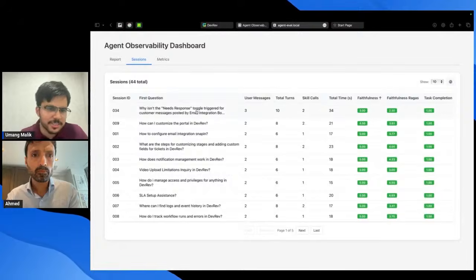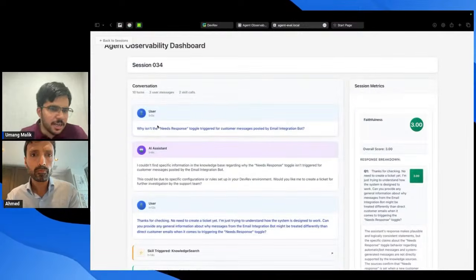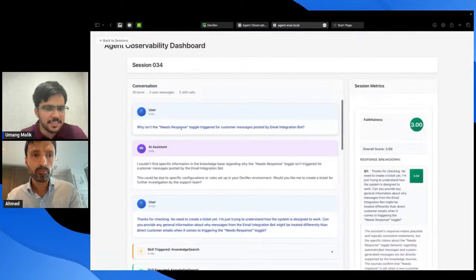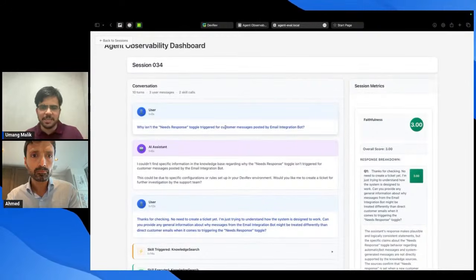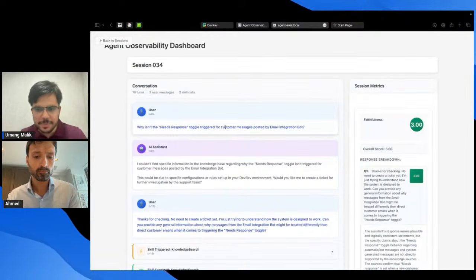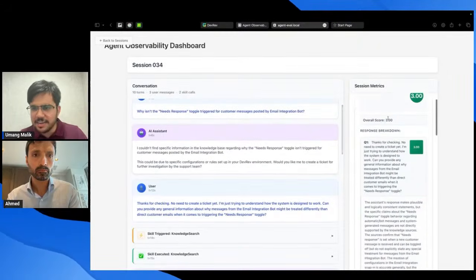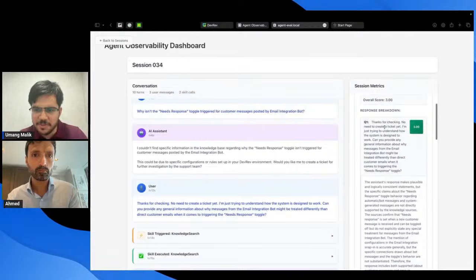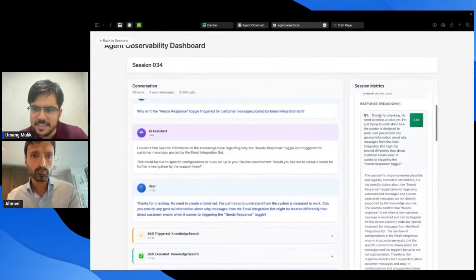I'll just sort this. Look at this one. So here, why isn't the needs response toggle triggered for customer message posted by email integration bot? Email integration is one of DevRev's biggest features in the support app. And the users come and ask this question, and we gave a score which is not good. So let's see what explanation it has.